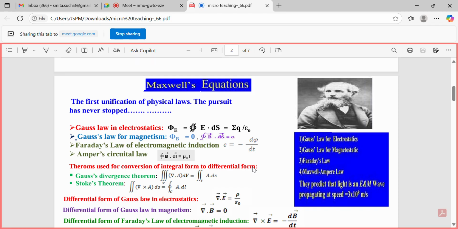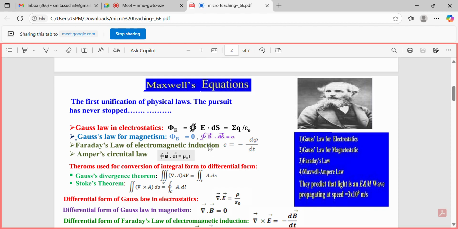The second electromagnetic equation comes from Gauss's law of magnetism, that is, the net magnetic flux over a closed surface is zero. All of you know this law implies there is no existence of magnetic monopoles, or you may say there is the existence of magnetic dipoles. This is the second electromagnetic equation.